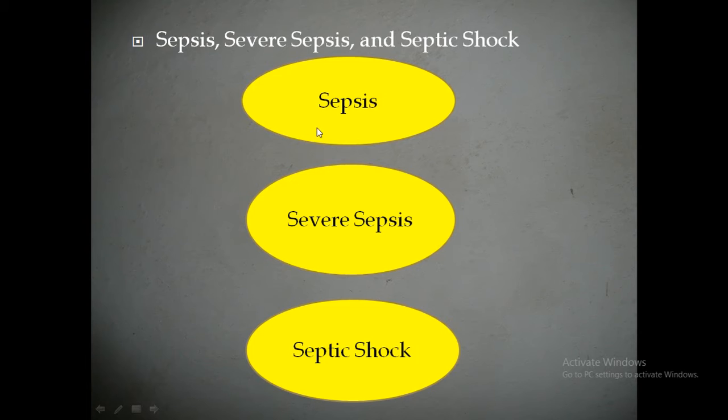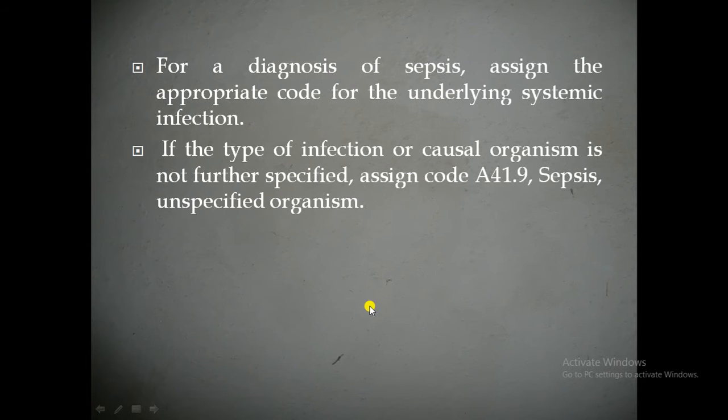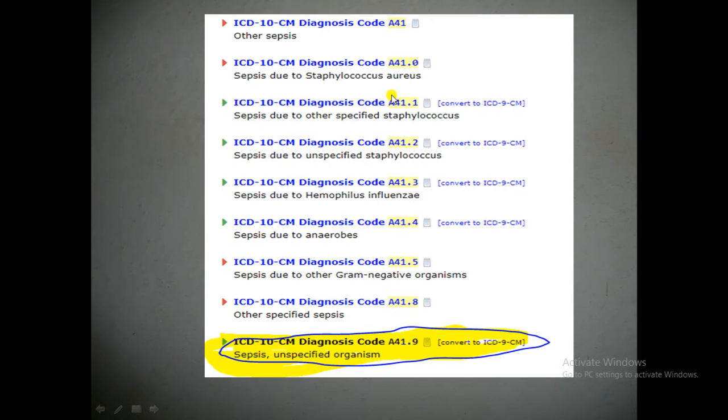In this session we will see only sepsis, and in the next session we will see severe sepsis, septic shock, and how to code them. So now we'll see sepsis. Whenever a patient is diagnosed with sepsis in the medical report, what do we have to code? We have to code the sepsis along with the appropriate underlying infection. See, you can see in this snip: sepsis due to Staphylococcus aureus, the sepsis along with the underlying infection.